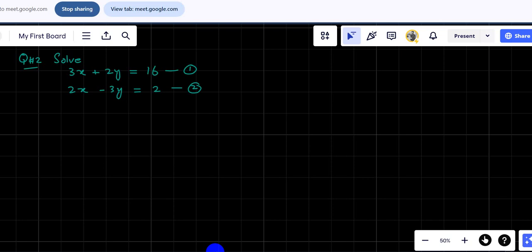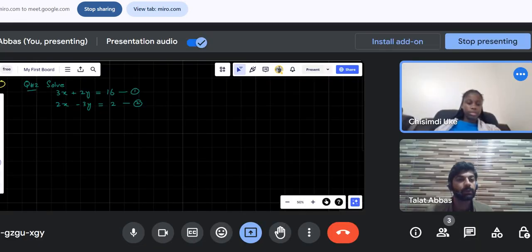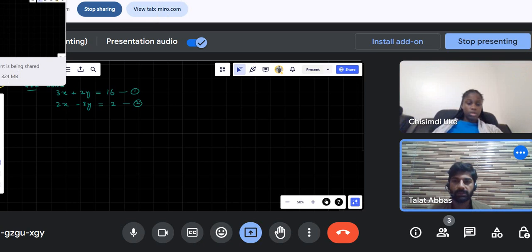In the first equation, x has coefficient 3, and in the second, x has coefficient 2. Similarly, in the first equation, the coefficient of y is 2, and in the second, the coefficient of y is 3. So what do you say? Should we eliminate x here or y? We can eliminate x, we can eliminate y. It's totally up to us. So I think I should solve it by eliminating x.